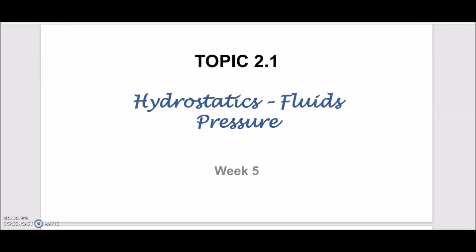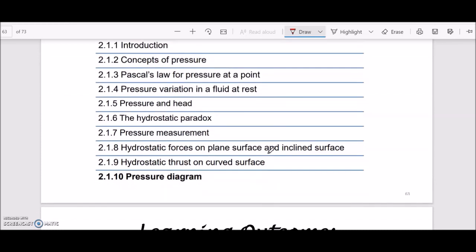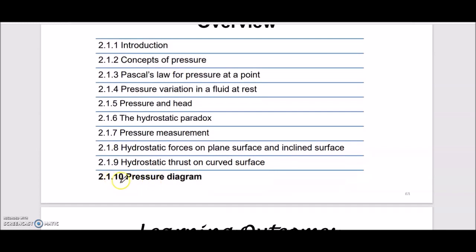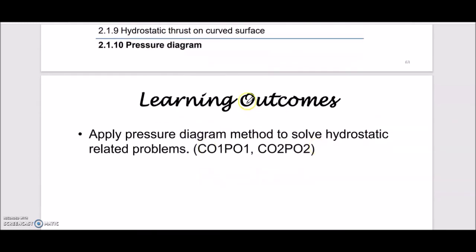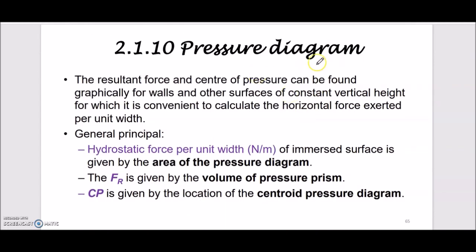So now let's continue with topic 2.1, that is hydrostatic or fluid pressure. So now we are at subchapter 2.1.10, that is pressure diagram. So this is the learning outcome. And then what is the pressure diagram?